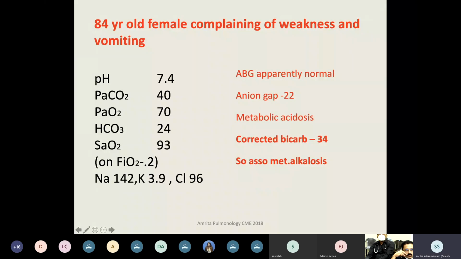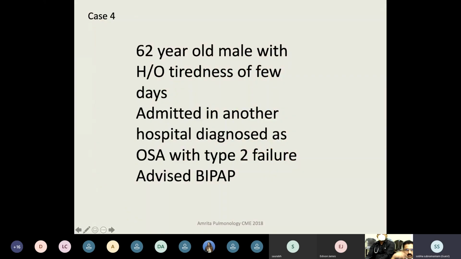Okay. Now, here is a patient, 62-year-old male, who is complaining of tiredness of few days duration. In fact, he was admitted in another hospital and was diagnosed as OSA with type 2 failure, and he was advised BiPAP. And the patient was not fully convinced. That is why he came to us. So what is the ABG showing us?